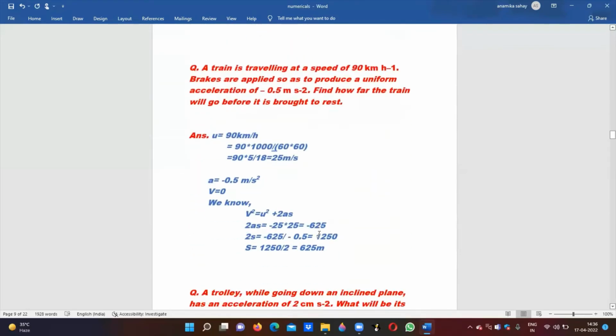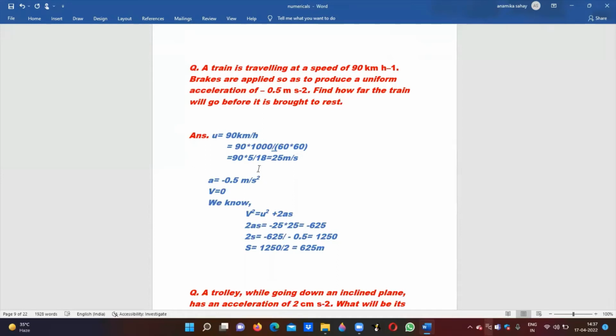Okay. Now, a train is traveling at a speed of 90 km/h. Brakes are applied so as to produce a uniform acceleration of minus 0.5 meter per second square. The train is traveling at a speed of 90 km/h, it means initial velocity is 90 km per hour. And brakes are applied to produce uniform acceleration. Acceleration is minus 0.5 meter per second square. How far will the train go before it is brought to rest? It means final velocity is 0. We have to calculate the distance.